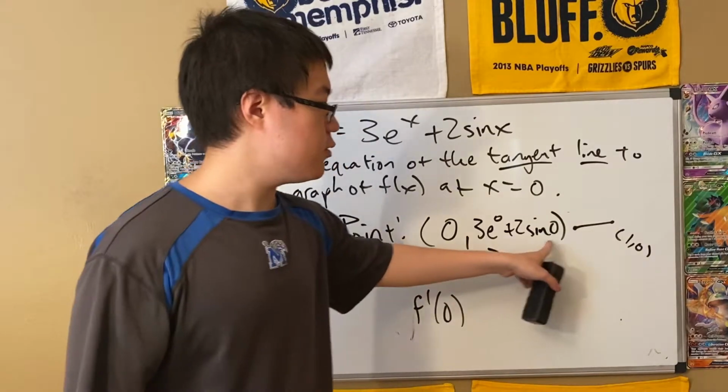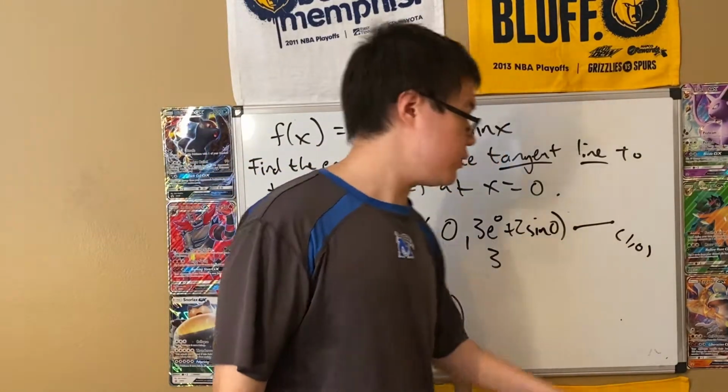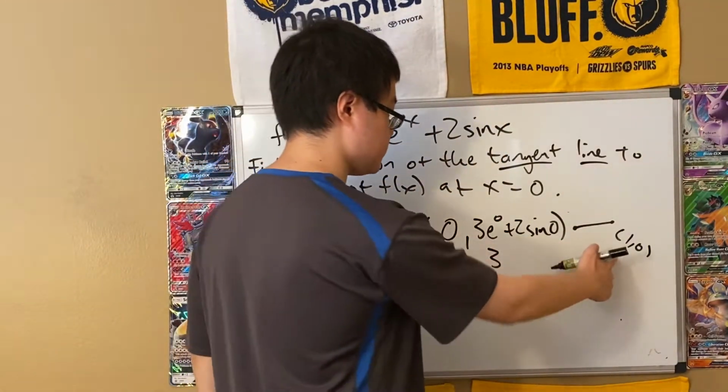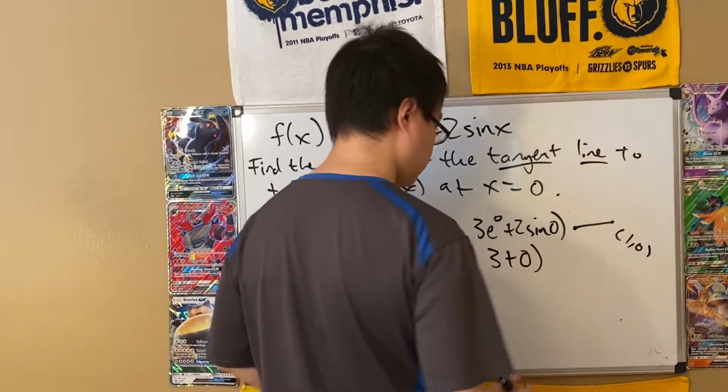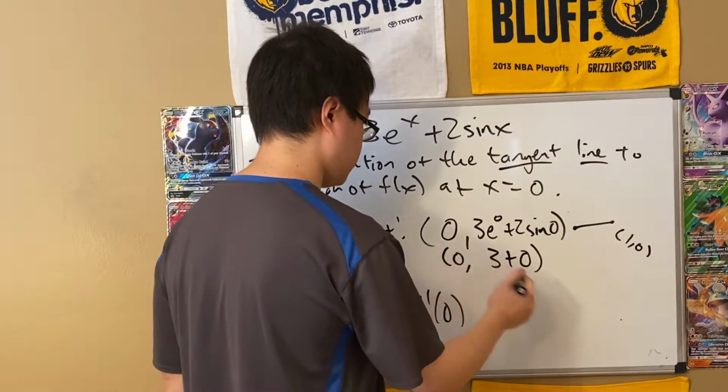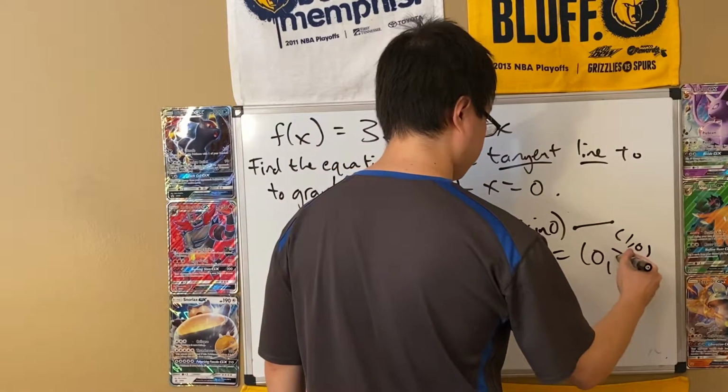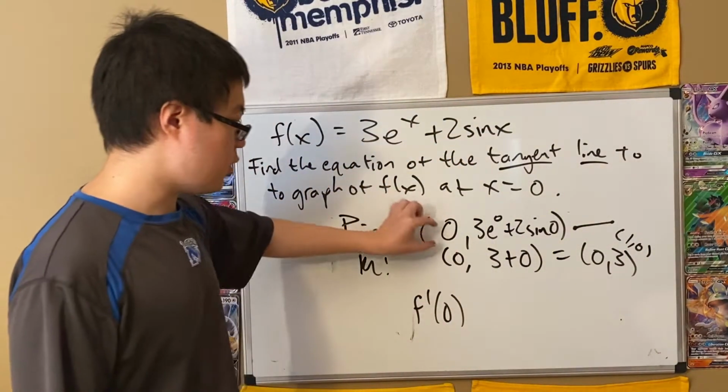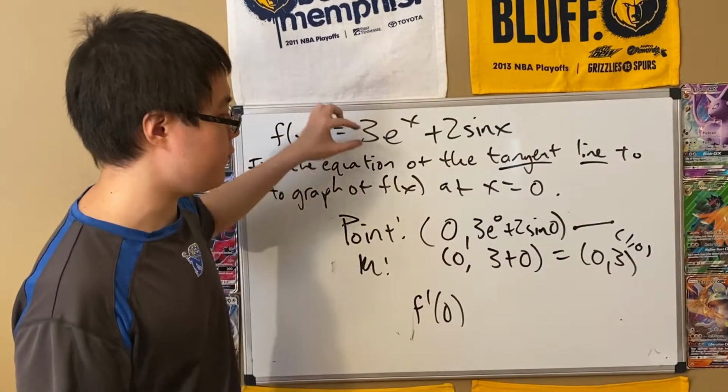So what is sine of 0? Remember, sine is the y coordinate on the unit circle, so it's just going to be 0. So it's going to be 3 plus 0. Nothing too crazy. So what's our point? Looks like our point is going to be 0, 3. Again, no calculus. All you do is you take your number and plug it into the function.